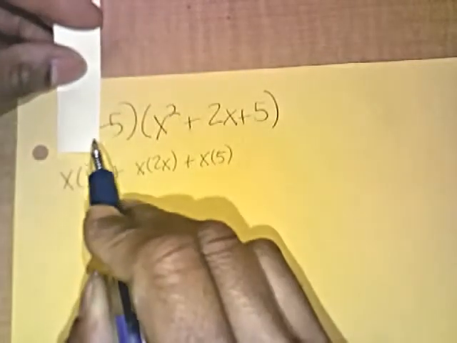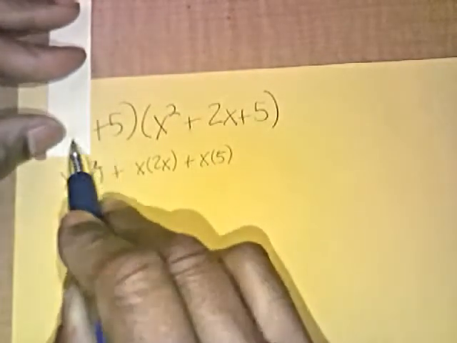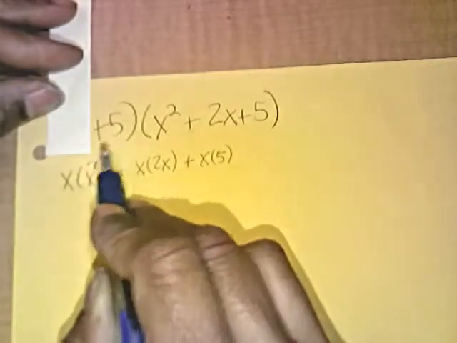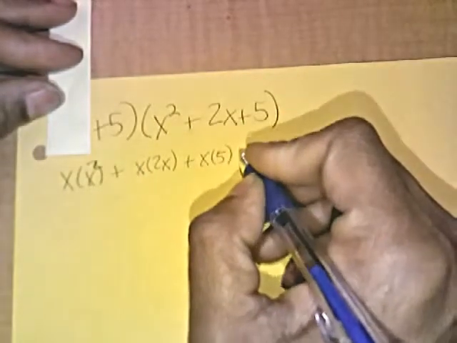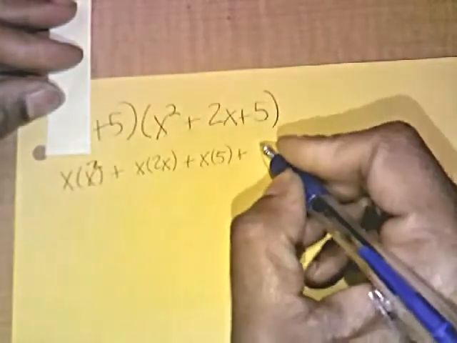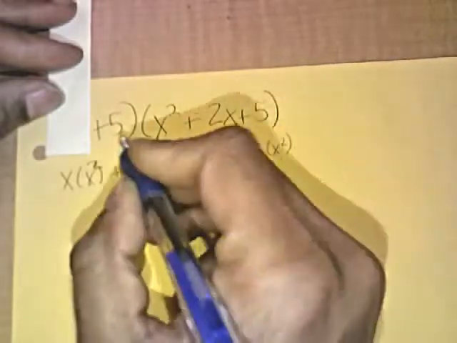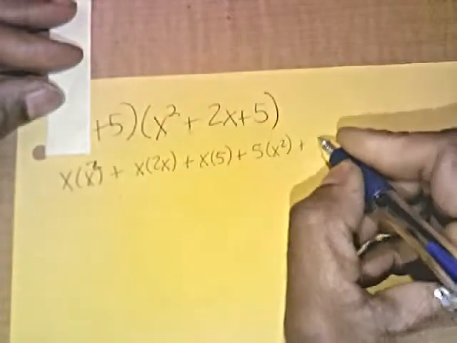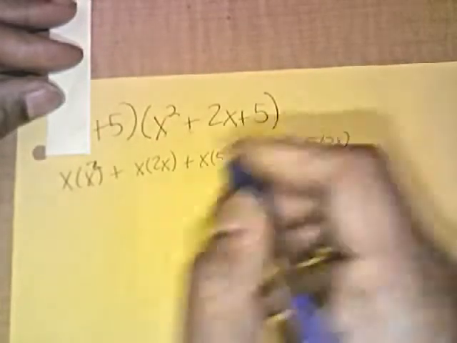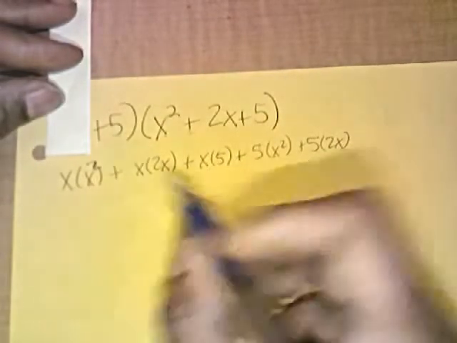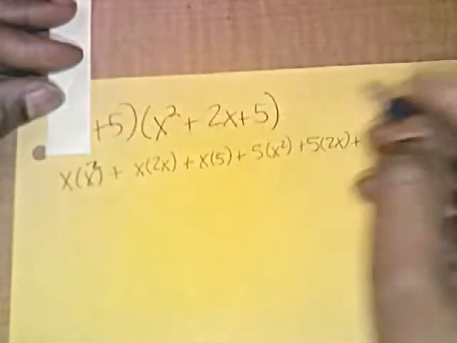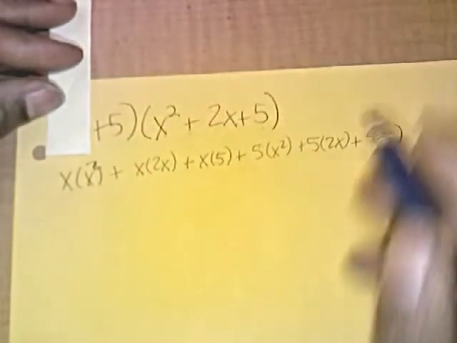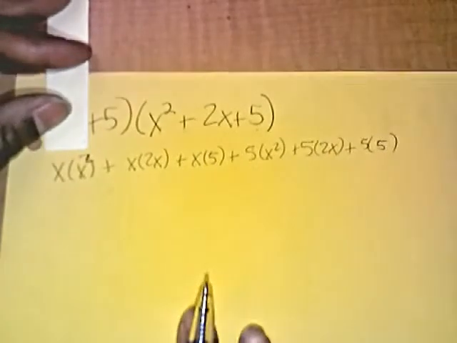Then I'm going to come over here, cover that one up. This is positive, so I'm going to take plus 5 times x squared, plus 5 times 2x, plus 5 times 5.